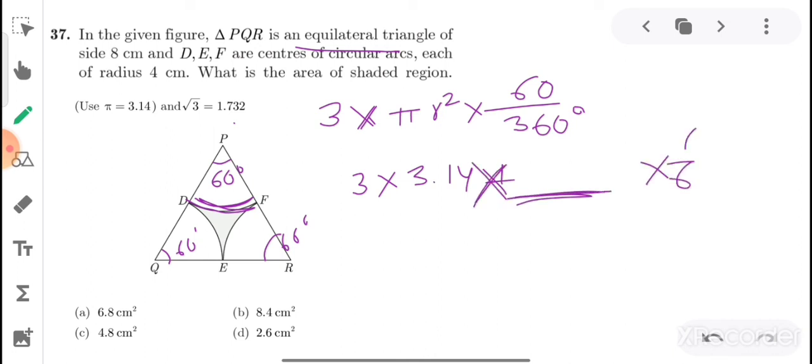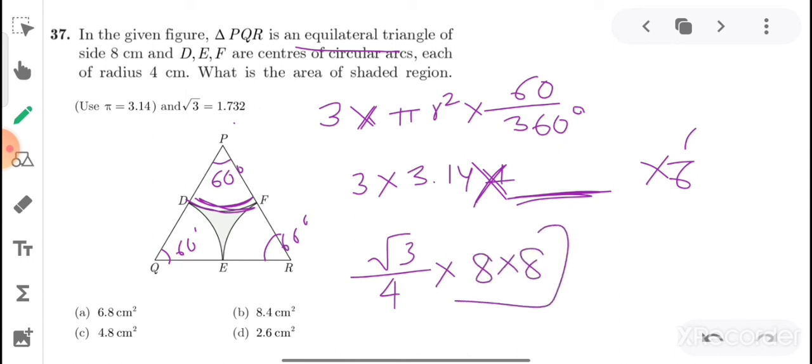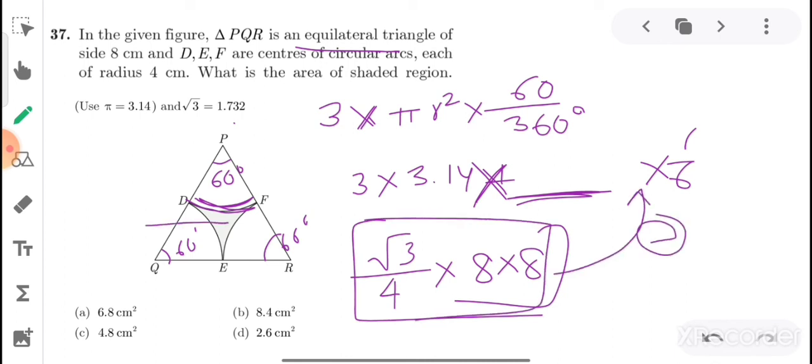Just calculate the value of circular regions, and the area of the equilateral triangle will be root 3 by 4 into side square. The side is given, that is 8. Then it will be the area of the circular region. Just subtract these values, you get the area of the shaded region.